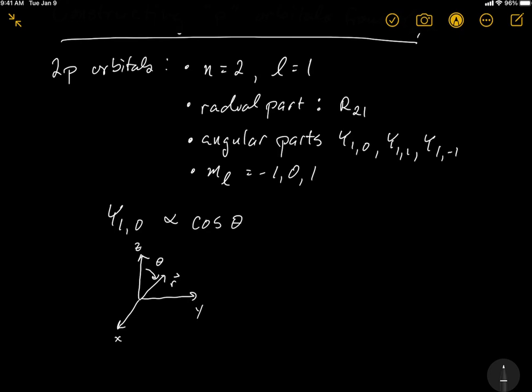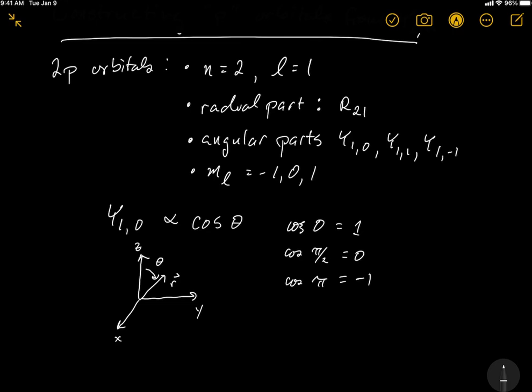And so if Y10 is proportional to cosine theta, that means it's going to have a maximum at theta equals 0. So that would be along the plus z-axis. And then it's going to go to 0 at theta equals pi over 2. And then as you go down to 180 degrees or pi, it's going to have a value of -1.